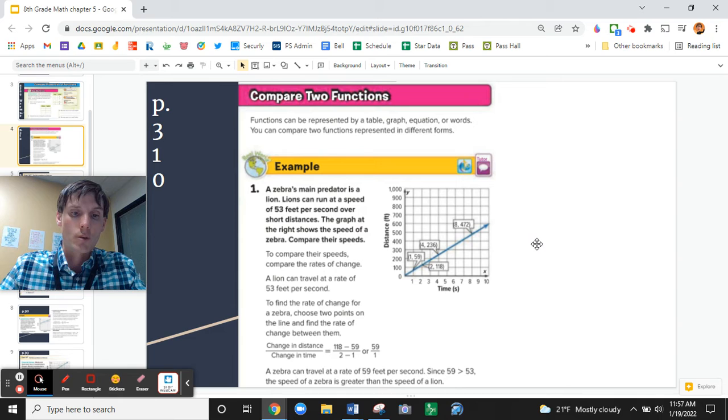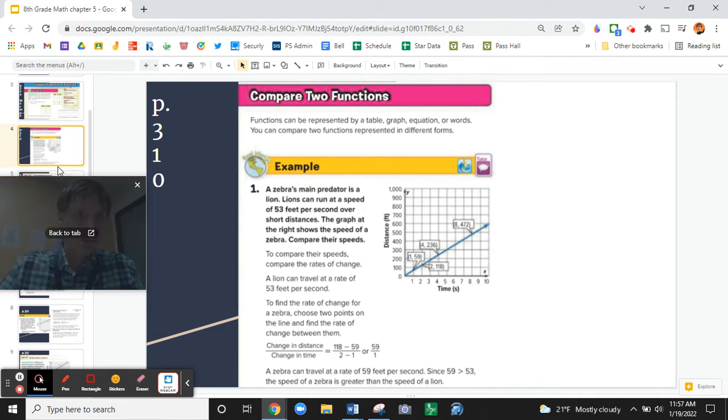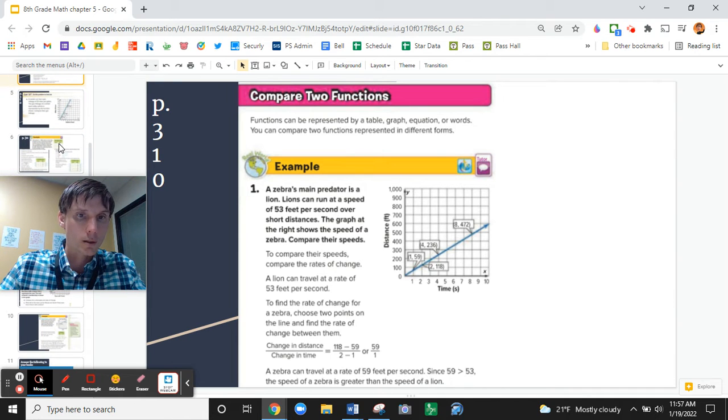Okay, so we see that a zebra can travel at a rate of 59 feet per second. So the speed of the zebra is greater than that of the lion. All right. Great.